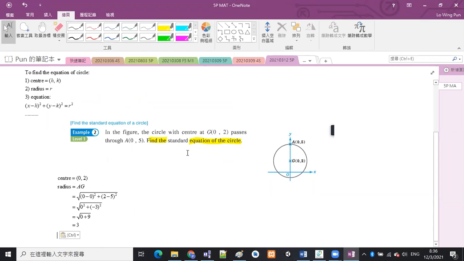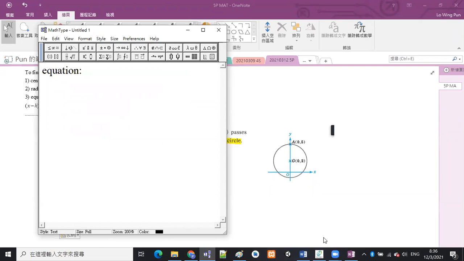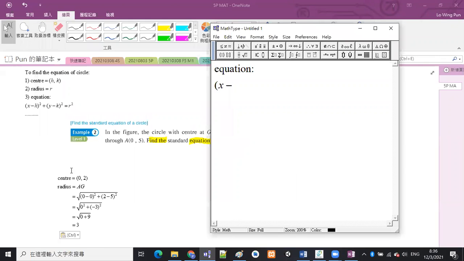So we can write down the equation of circle by this formula. The equation is like this: (x minus h) squared, where h is the x coordinate of the center, that is 0, plus (y minus k) squared, where k is the y coordinate of the center, that is 2, equal to r squared, that is 3 squared here. Then x minus 0 is just x. So we have x squared plus (y minus 2) squared equals 3 squared, which is 9.